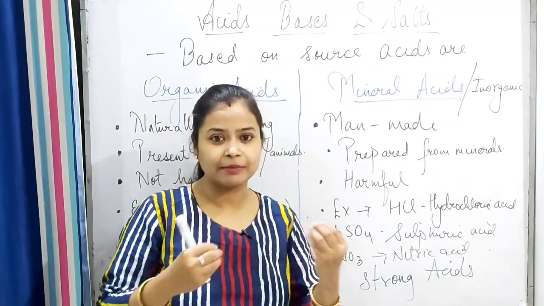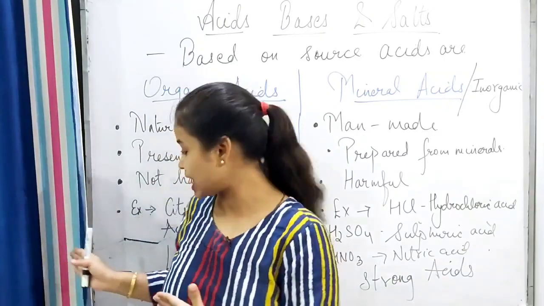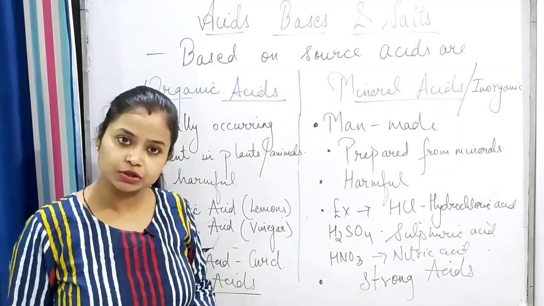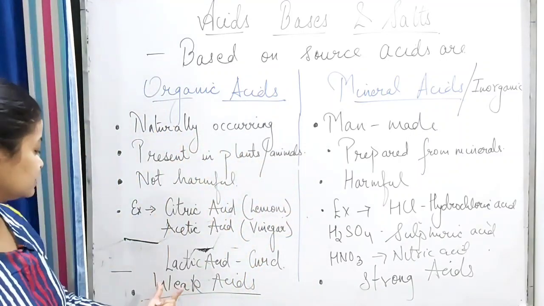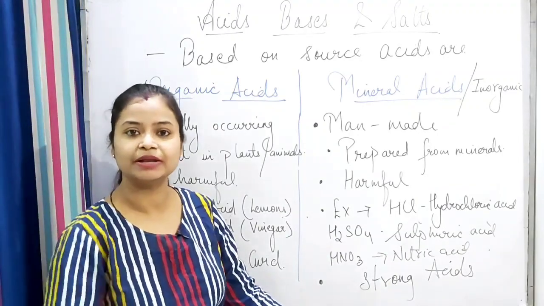We cannot intake them. You cannot drink HCl, H2SO4, HNO3, but all the acids which are organic, we can intake them. Okay? So is it clear what mineral acids and organic acids are? How they are called weak and strong acids, I'll be explaining further.